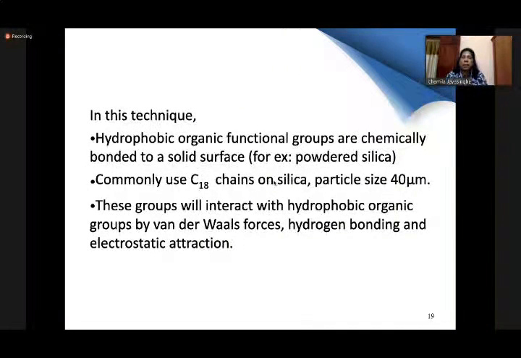In this technique, hydrophobic organic functional groups are chemically bonded to a solid surface, for example powdered silica, and commonly a carbon 18 chain on silica particles of size 40 micrometer. Very small silica particles are there, 40 micrometer. And the carbon 18 chain is bonded on this silica particle, the silica ball.